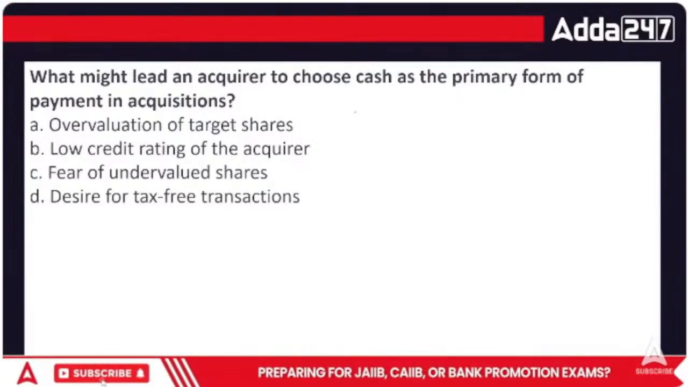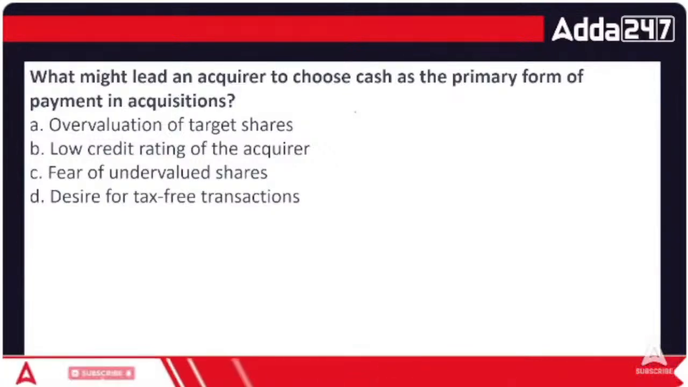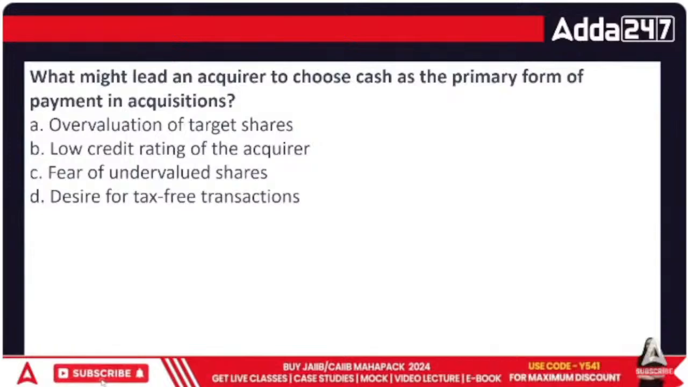Okay, next question. What might lead an acquirer to choose cash as the primary form of payment in acquisition? Why would someone take cash? Technically, this is acquiring, but in terms of amalgamation, we have a different scenario.